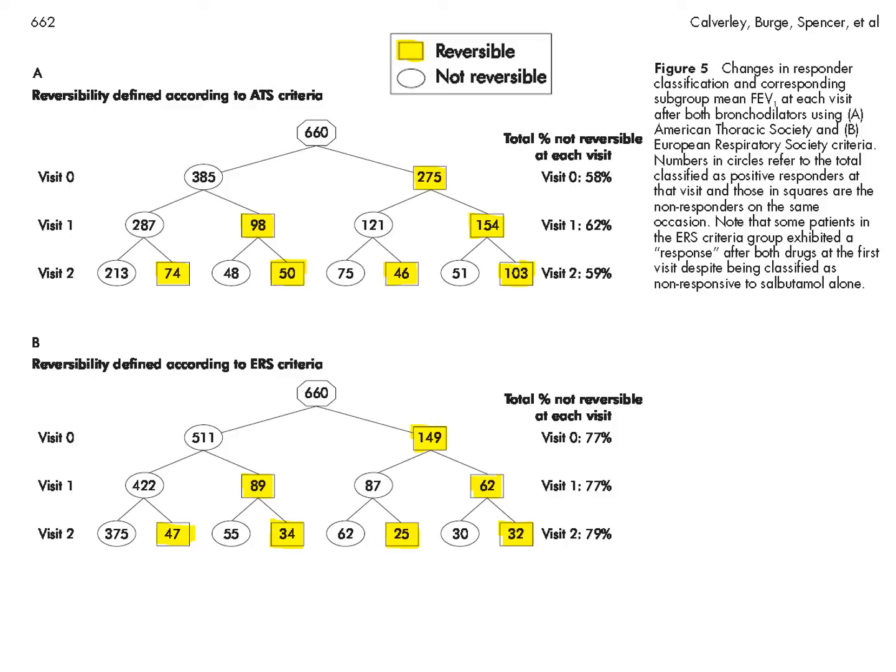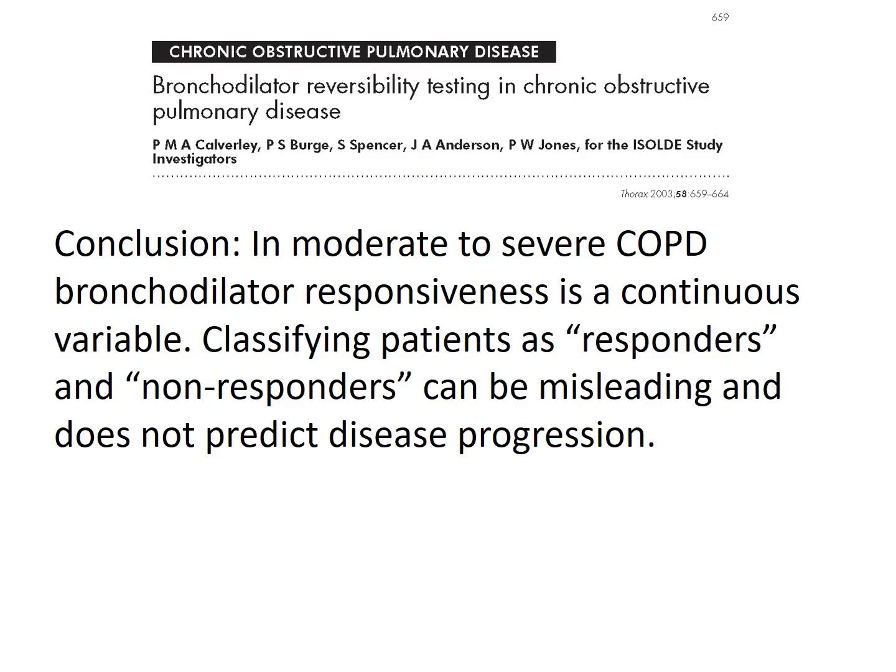So what was the conclusion of this paper? The conclusion is in moderate to severe COPD, which is our population group, and a group we will be doing spirometry on, and lots of people will be doing a BD response on. The bronchodilator responsiveness is a continuous variable, and classifying patients as responders and non-responders can be misleading and does not predict the disease progression.